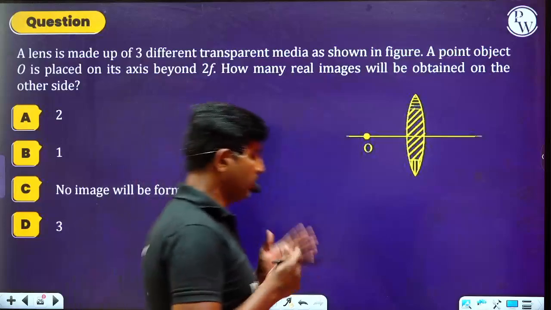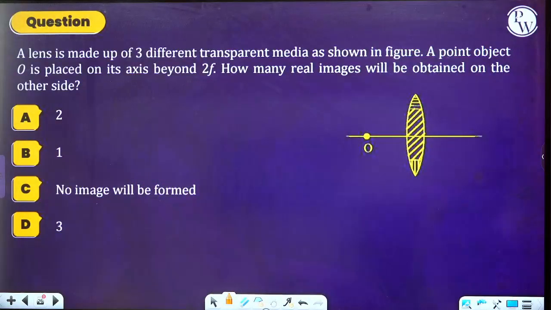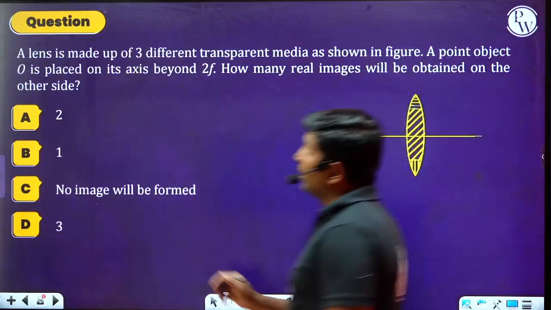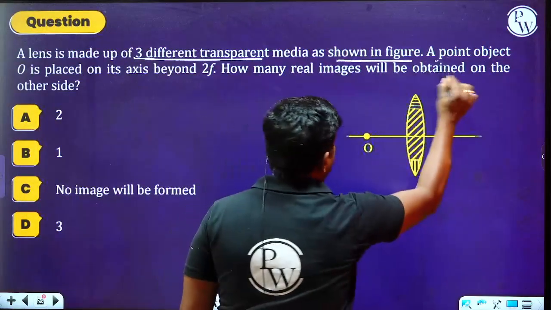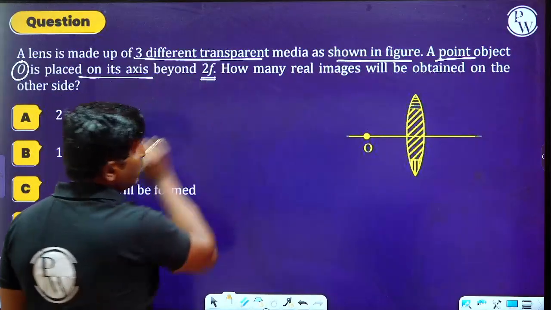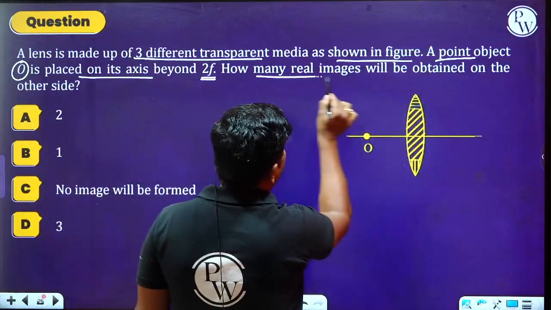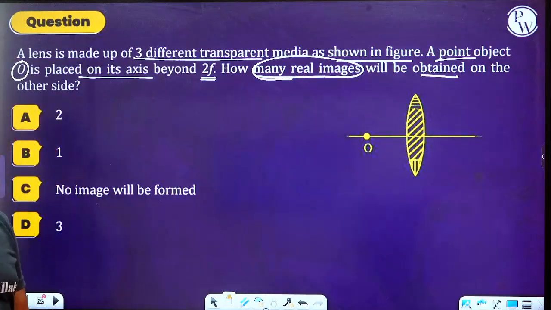These are all the questions which are asked in previous years NEET papers also. Please read this question, what they are saying to us. A lens is made up of three different transparent media as shown in the figure. A point object O is placed on its axis beyond 2f. How many real images will be obtained on the other side?